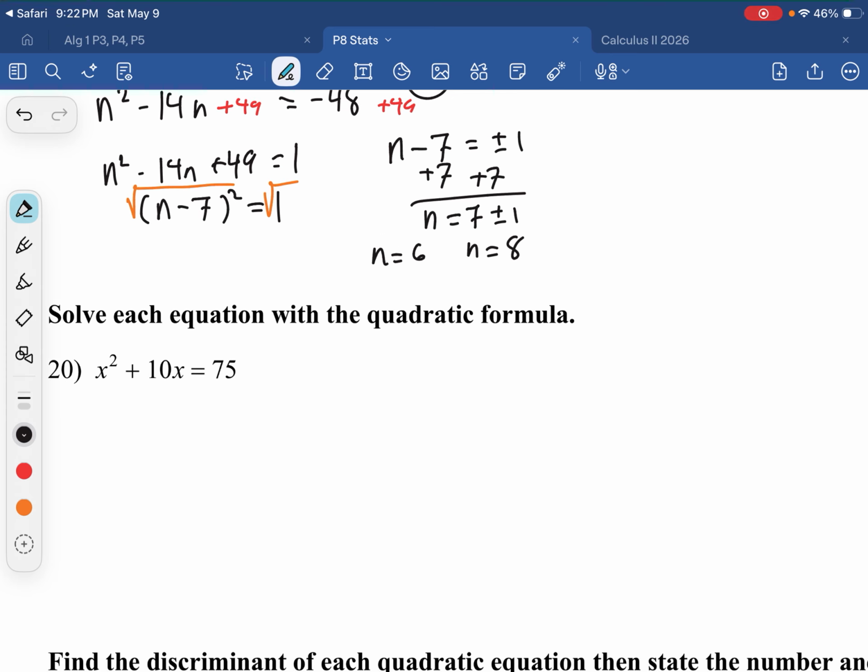One thing we didn't mention, Tom, but I'm going to bring up at the review, is that the quadratic formula works when it's ax squared plus bx plus c equals 0. So I need to subtract 75.